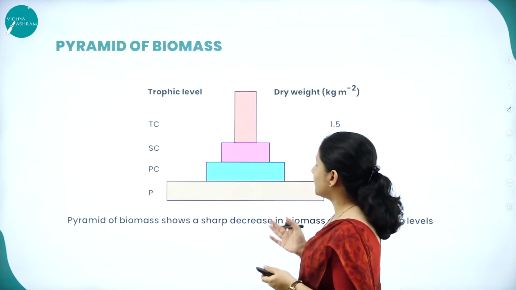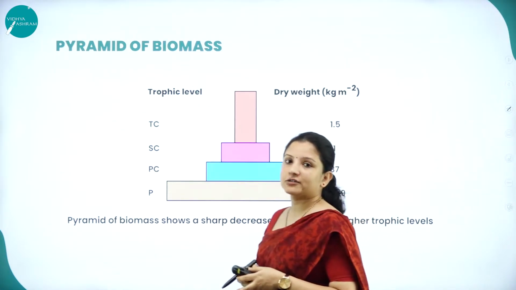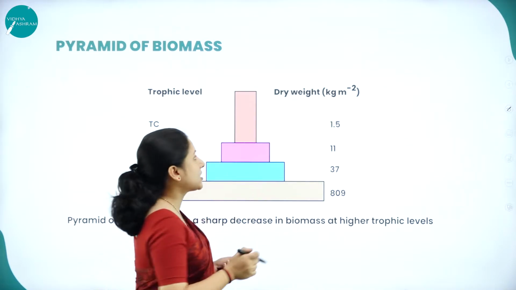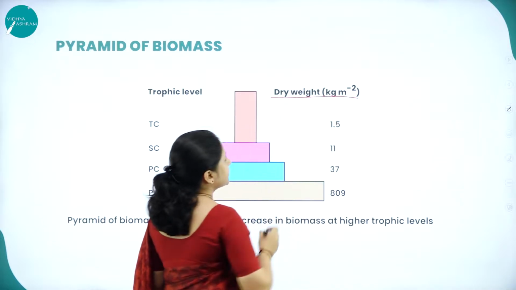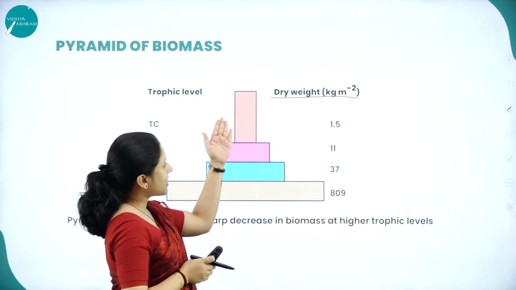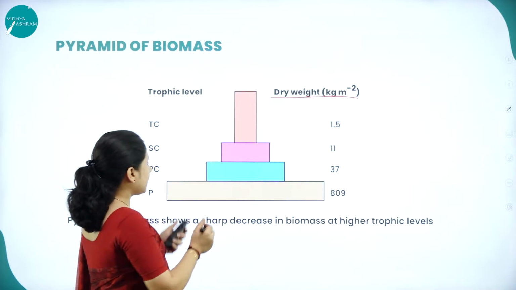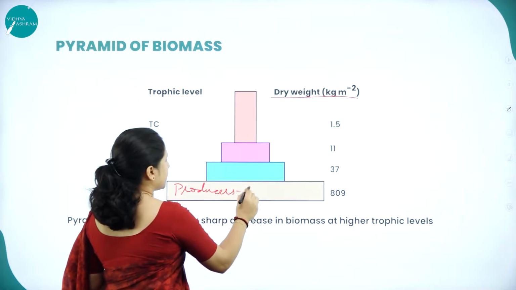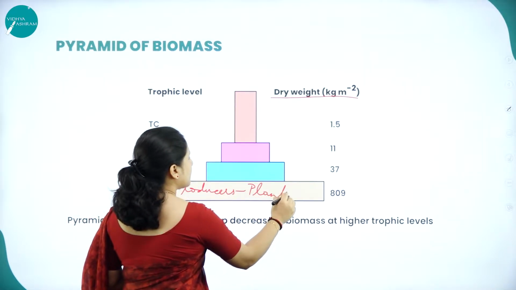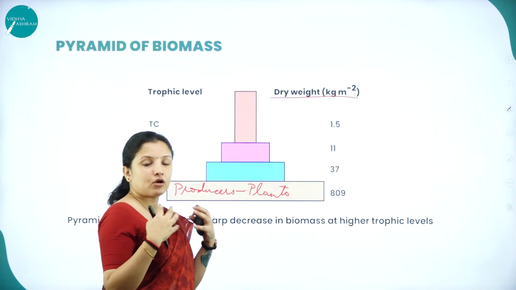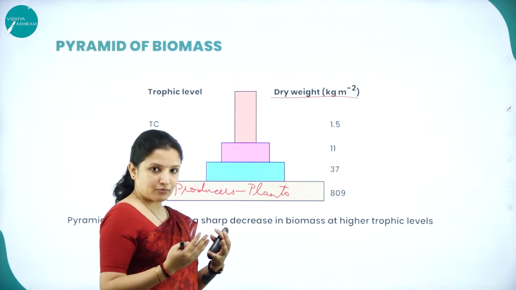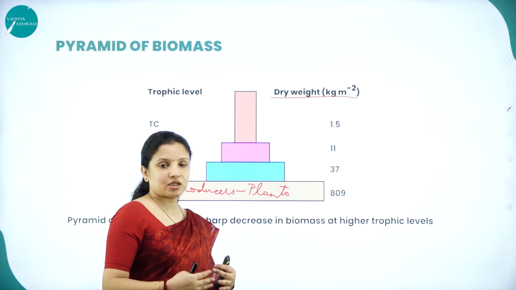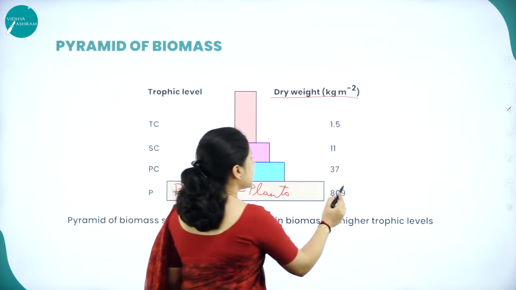So next one is pyramid of biomass. In pyramid of biomass, as I told you, weight is considered. Usually the dry weight is considered, which is kilograms per meter square. So here also the first trophic level will be occupied by the producers, which are the plants. They are more in number, so obviously they are more in weight too. When we take the dry weight collectively of all the plants in that particular region, the dry weight will be more itself.